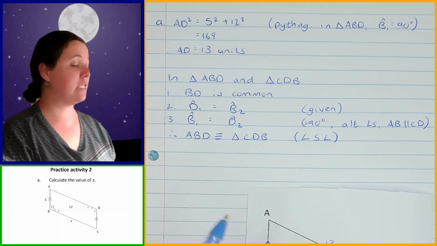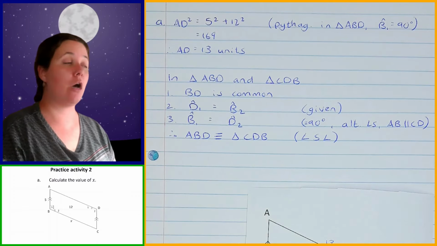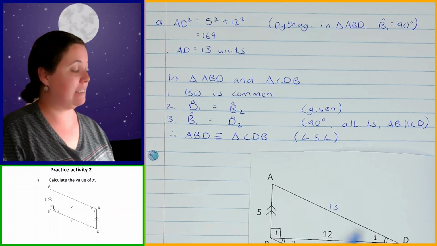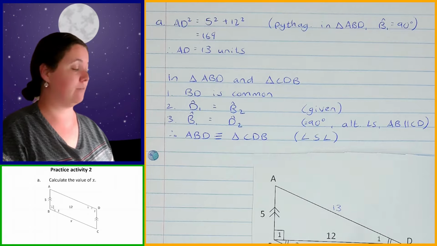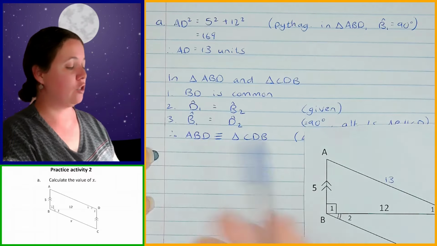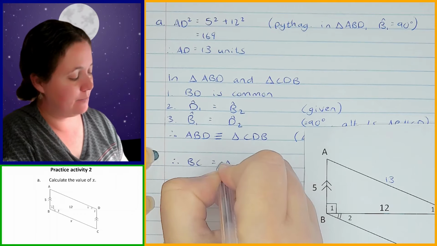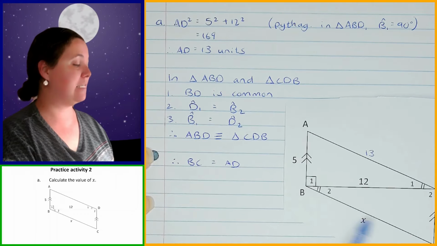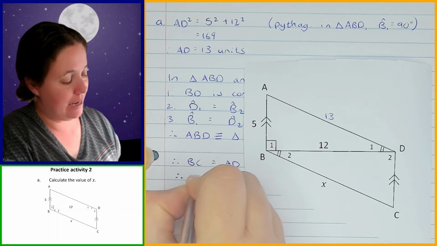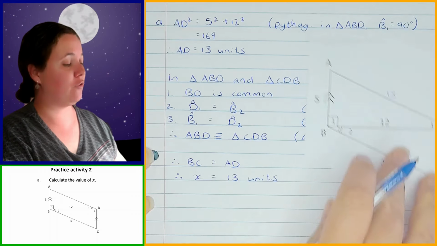Okay, now because these triangles are congruent, I can now draw conclusions and say that the other matching pairs in the two triangles are the same as well. So that means I can say that AD must be equal to BC. Okay, so over here, BC and AD must be equal to each other because these two triangles are congruent. So therefore, BC equals AD. But I know that BC is x, and I know that the length of AD is 13. So that means that x is equal to 13 units. So that's what we should have got for question A.